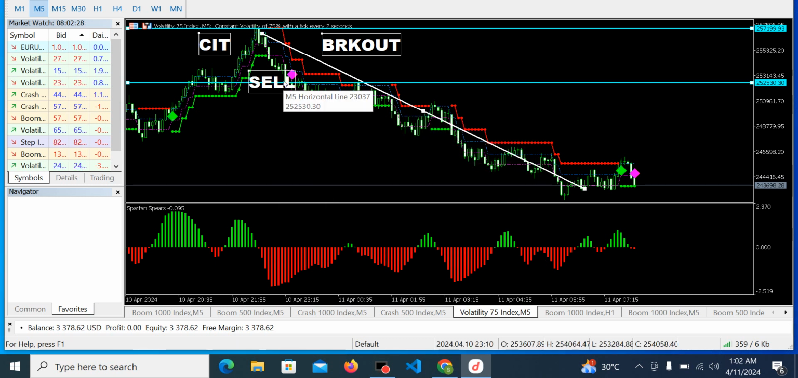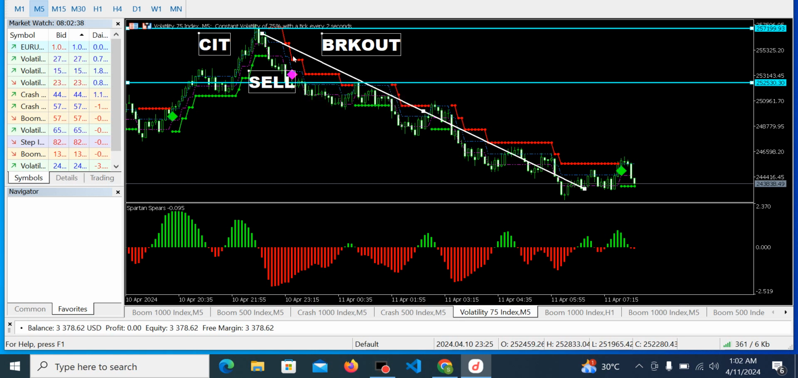So are you seeing that, guys? You can see the way I'm doing my analysis. CIT breakout, then we got a sell signal after getting this trend. If it is a downtrend, the only signal you should go for is a sell signal, most especially if it's coming from a major resistance zone like this.